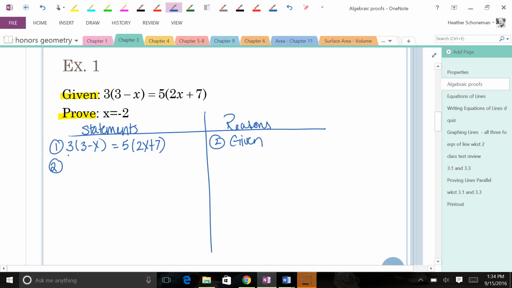Okay, now we're going to go about solving the equation one step at a time, but not showing any of our work. So the first thing we do is we distribute. That gives 9 minus 3x equals 10x plus 35. So now we need our reason. Okay, I misnumbered this. Your statement 1 needs to match reason 1. So statement 2 needs to match reason 2. Okay, so reason 2. How did we go from statement 1 to statement 2? Well, we used the distributive property.